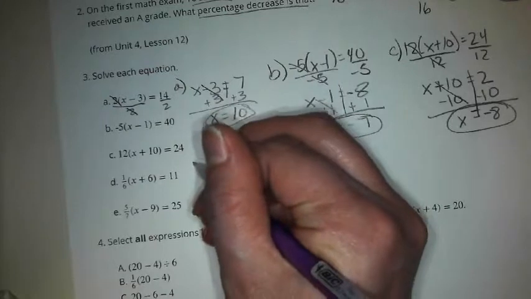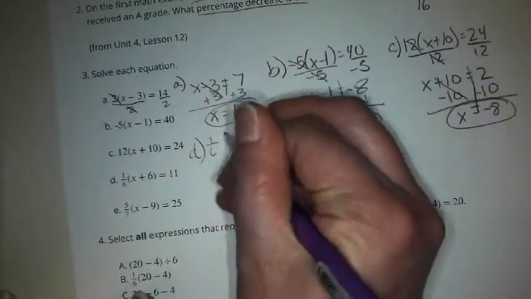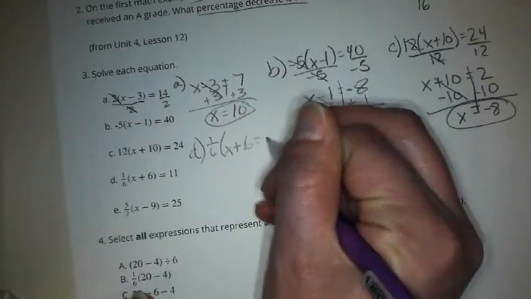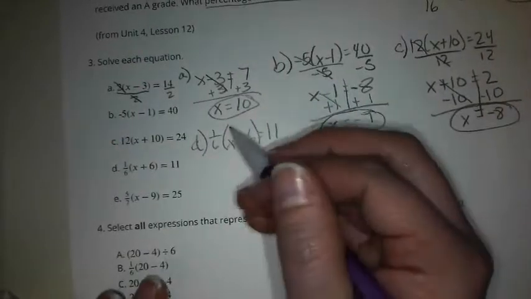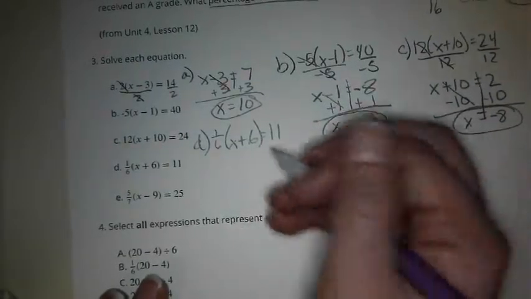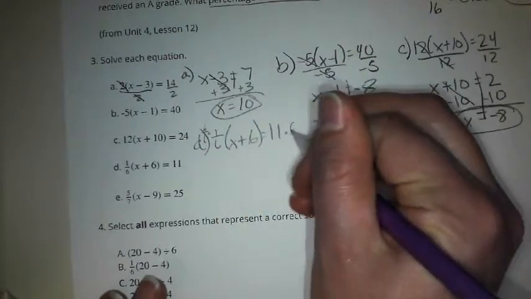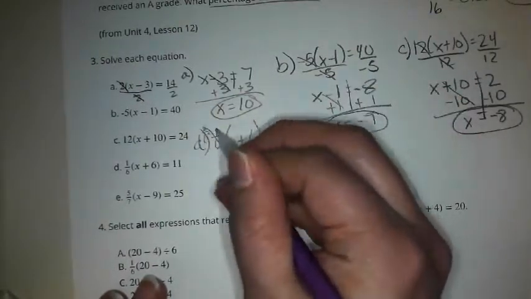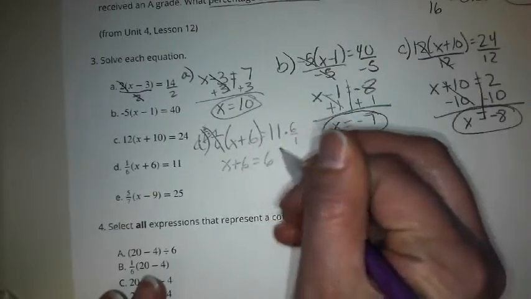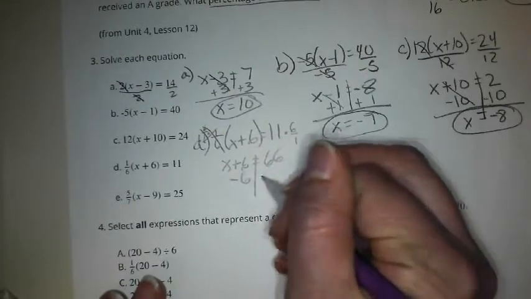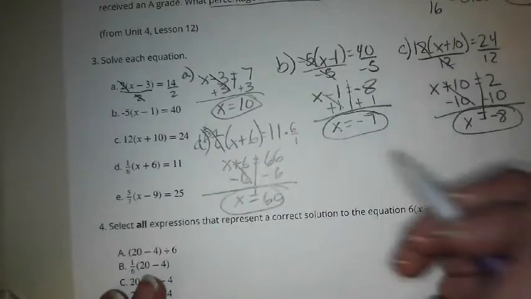Alright, it's getting a little messy. Alright, D. We have 1/6 times x plus 6 equals 11. Now instead of dividing by 1/6, I would multiply by its reciprocal. So I'm actually going to multiply both sides times 6 over 1. So these would cancel out. I have x plus 6 equals 11 times 6 is 66. Subtract 6 from both sides. X would equal 60.